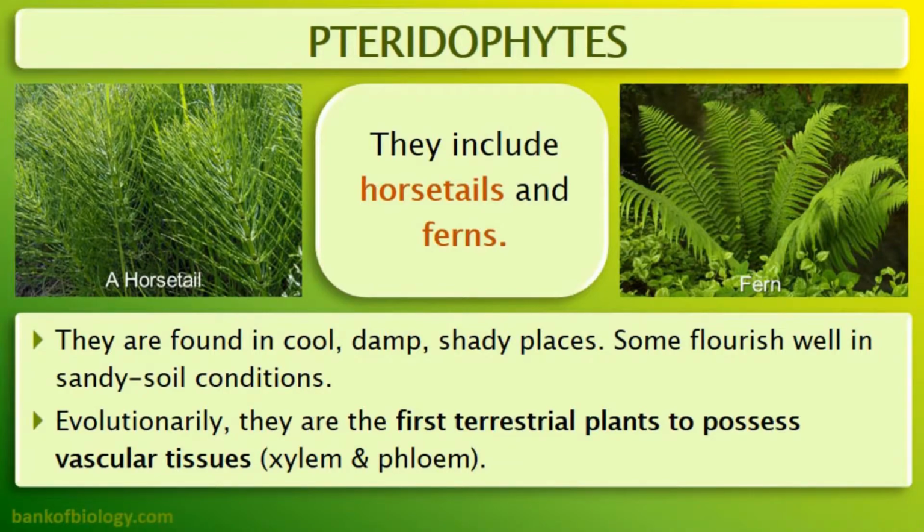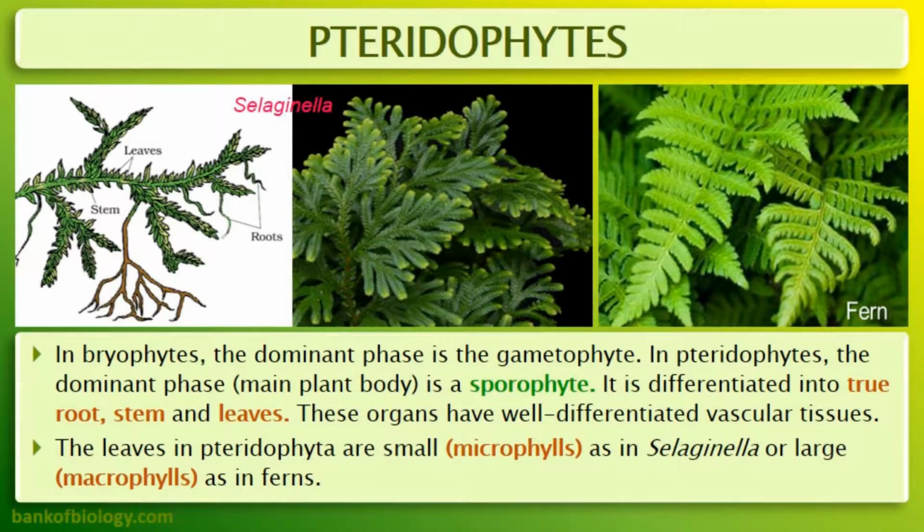Evolutionarily, they are considered as the first terrestrial land plants to possess the vascular tissues. Vascular tissues are nothing but the xylem and the phloem. In bryophytes, the dominant phase is the gametophyte, whereas in pteridophytes, the dominant phase is the sporophyte. Dominant phase means the main plant body is the sporophyte in pteridophytes. It is differentiated into root, stem and leaves. These organs are very well developed and have a well differentiated vascular system.